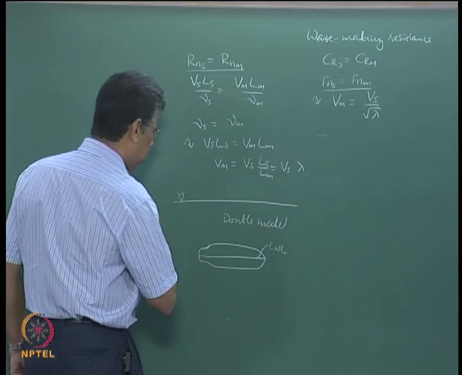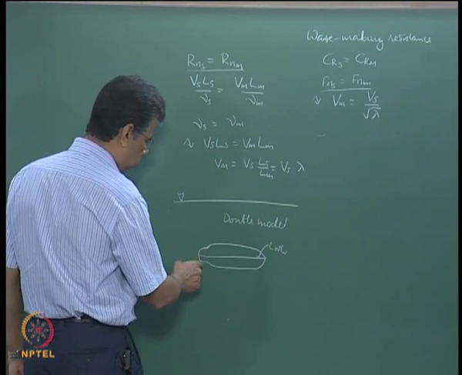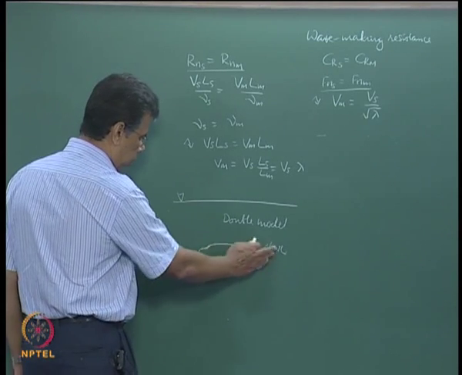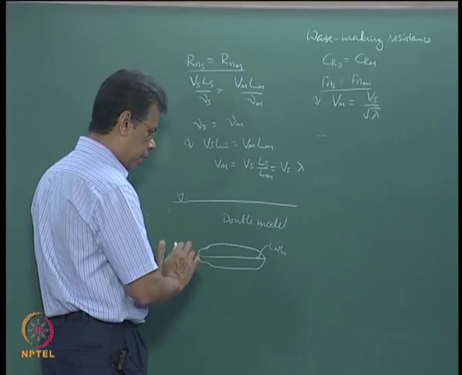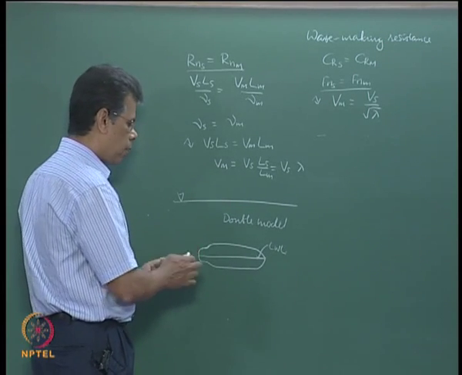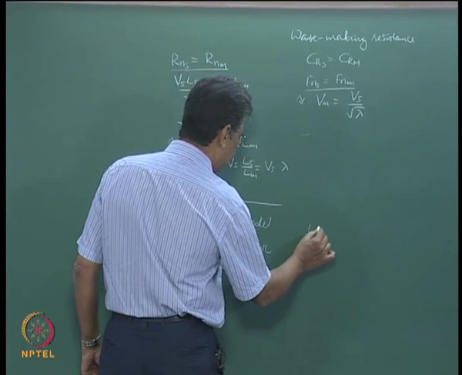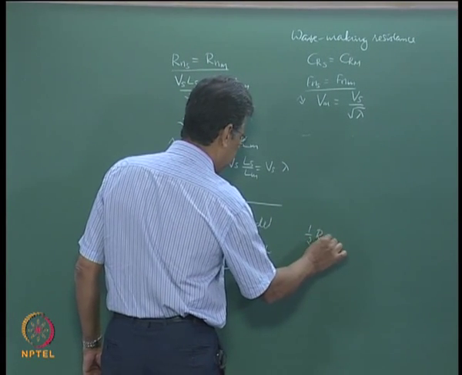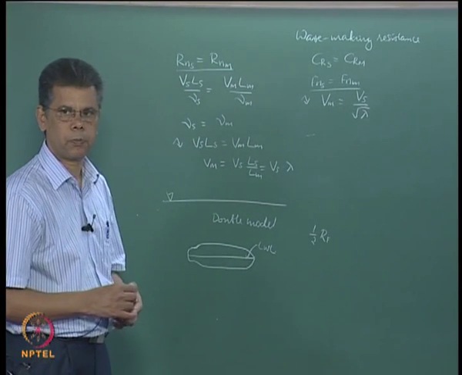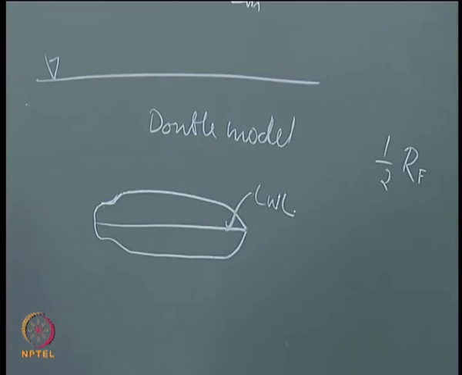the body is deeply submerged, so there is no wave making, and now the only effect is the viscous effect. So you run the model or tow the model at such a condition, then you get the viscous resistance. This is for two models, so you take half of it, half of the frictional resistance, and you get the frictional resistance of the ship. So this is the concept used in the double model.